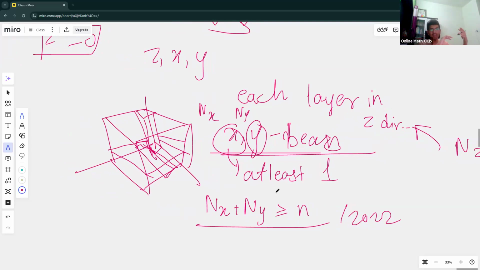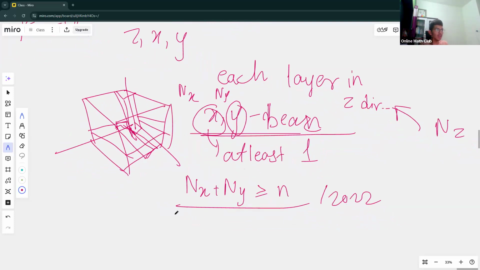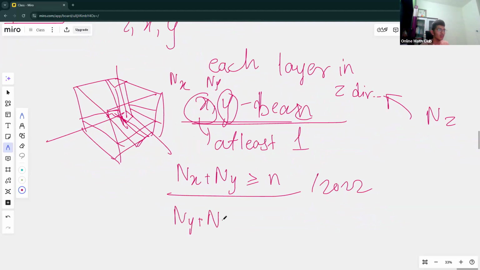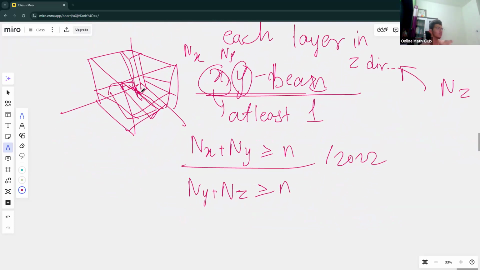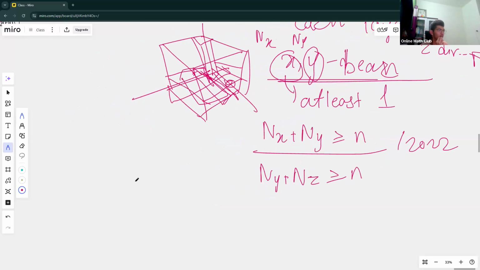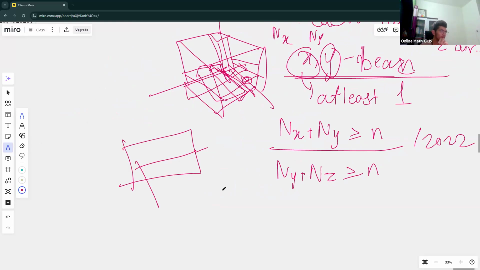Now we will consider the x direction. Then we at least need one of the y or z type of beam. We are double counting, but in a proper way. So this sum should be greater than or equal to n, because we have some X beam here, then we have to consider all of the layers in this direction. Each of these directions has to be covered. Okay, let me draw another diagram.